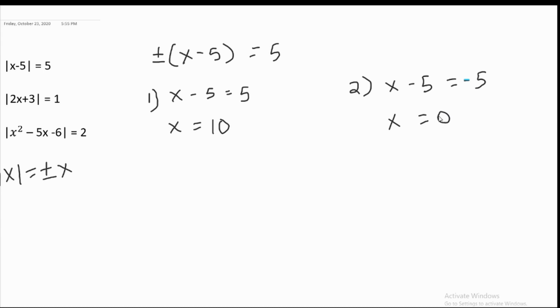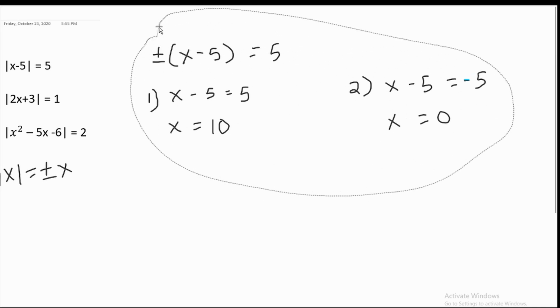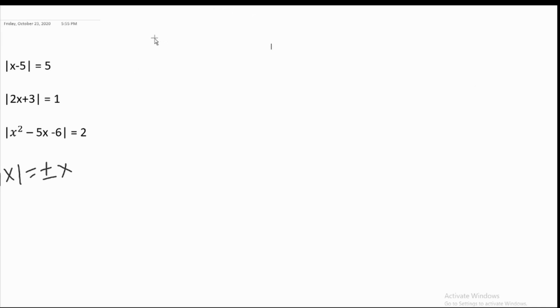And we can check our work by plugging x equals 0 back in here. 0 minus 5, we get absolute value of -5. Definition of absolute value tells us that's also equal to 5. That was pretty simple. Now the next problem, it's a little bit harder, but it's not too bad.